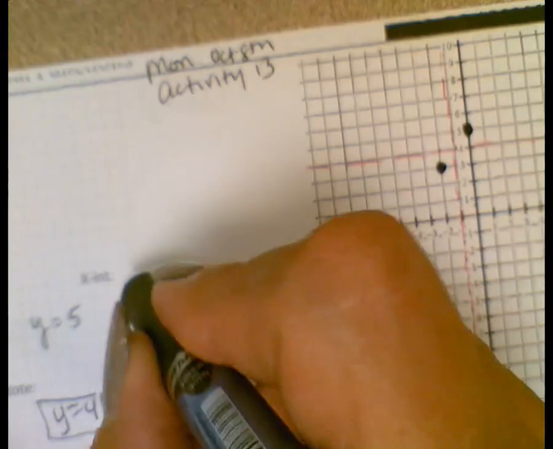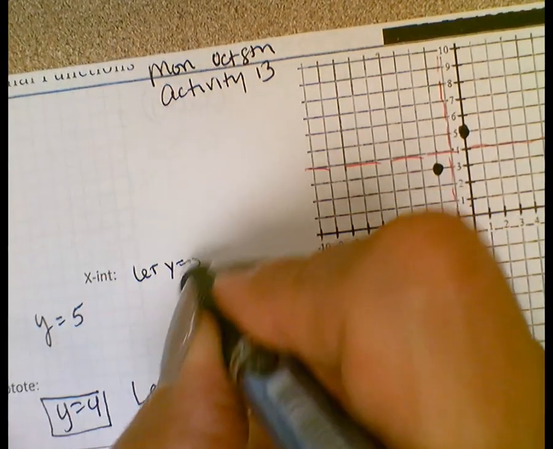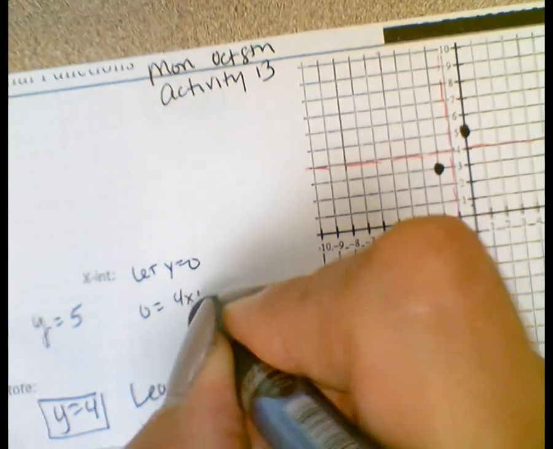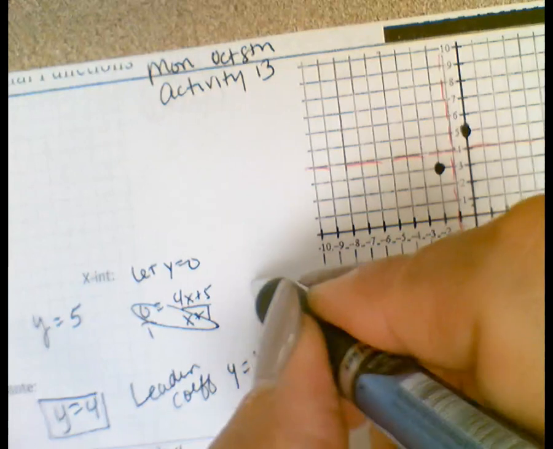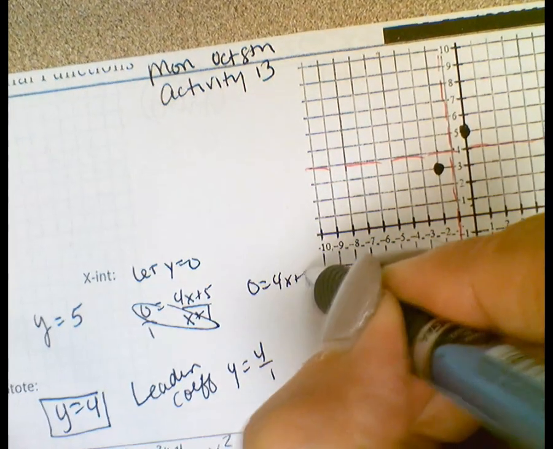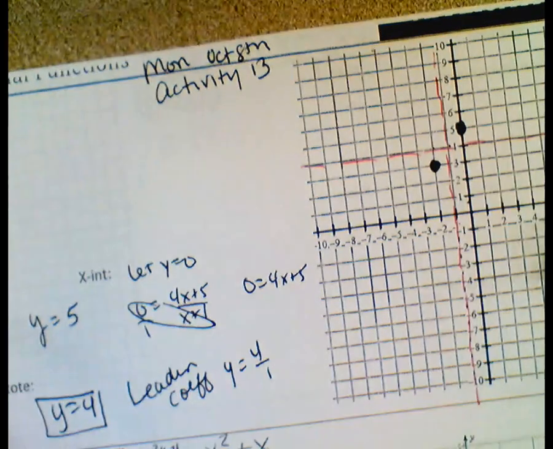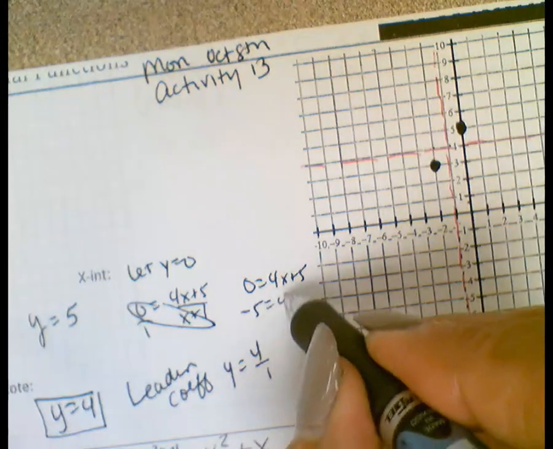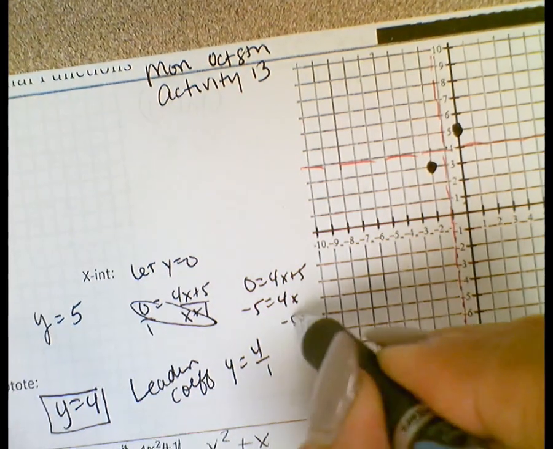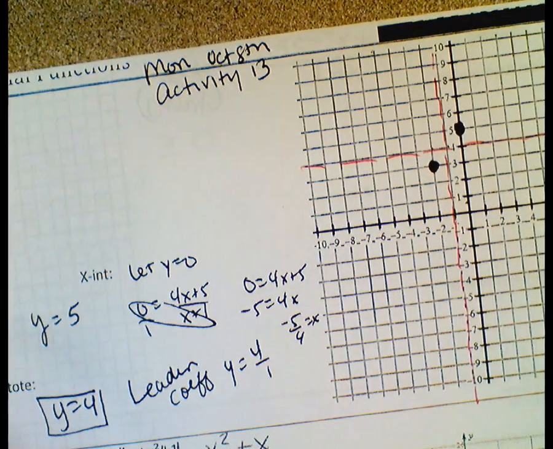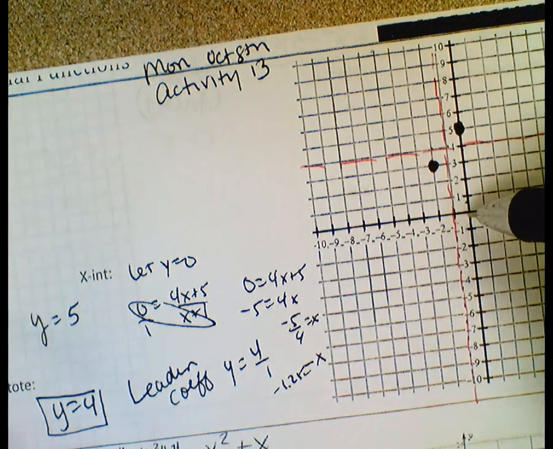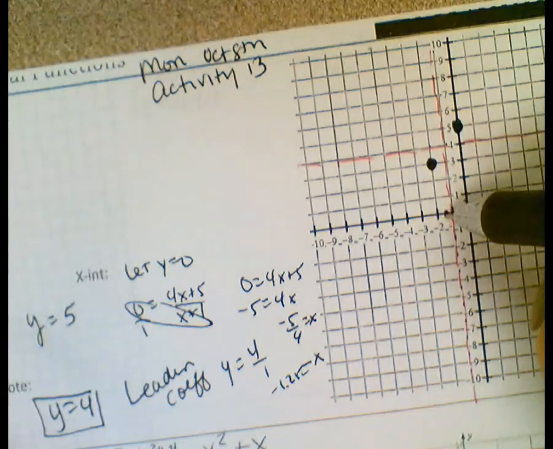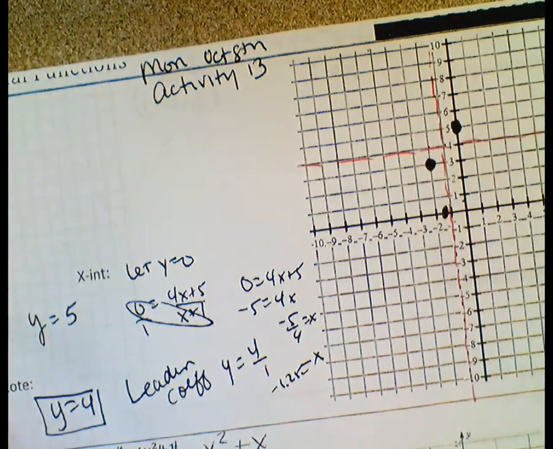The x-intercept, we're going to let y equal 0. But when we do this and we cross multiply, you end up just setting the numerator equal to 0. So that's what I usually do anyway. Subtract 5, divide by 4. So x is -5/4. So that's -1.25, which is about right there.